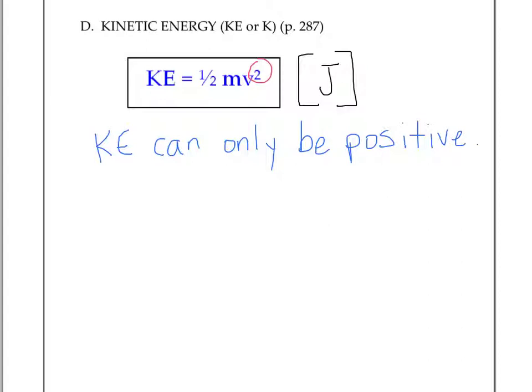That makes a good multiple choice question for your test. So potential can be positive or negative. Kinetic can only be positive. And then they have the same units. Wait, did you say potential can be negative? Yes. So potential can be either one, but kinetic can only be positive.